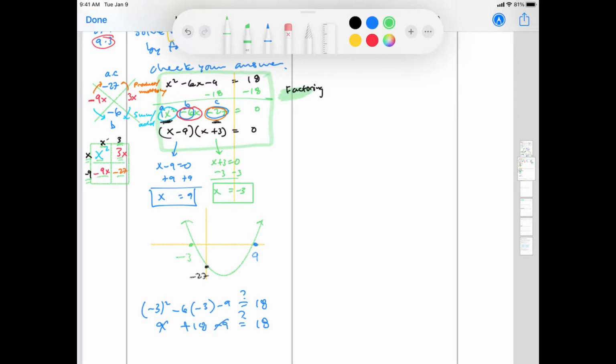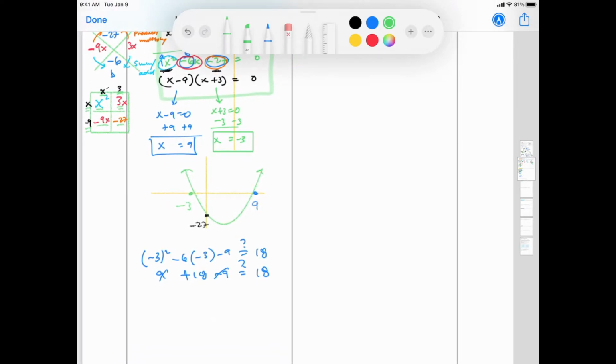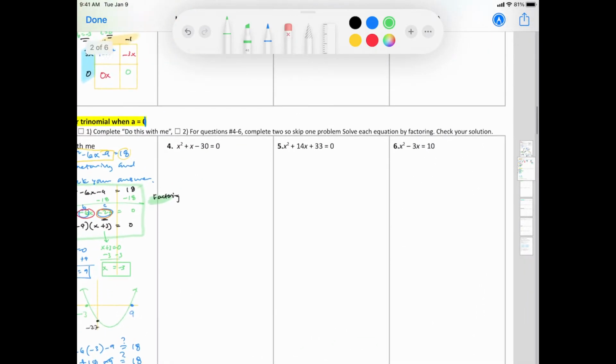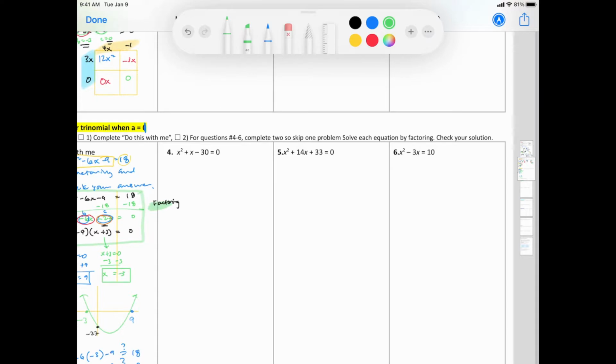Let me do the same thing for x equals 9. 9 squared minus 6 times 9 minus 9, does that equal 18? So that would be 81 minus 54 minus 9, and this will be 27 minus 9, and that will equal 18. So blue and green there, and that's how you check your answer. Go ahead and pick 2 of these to do, and then press play to do that with me step by step, or to check your answer.